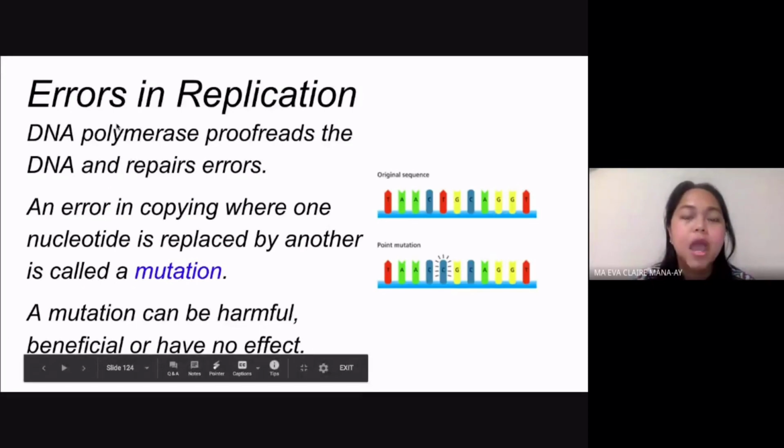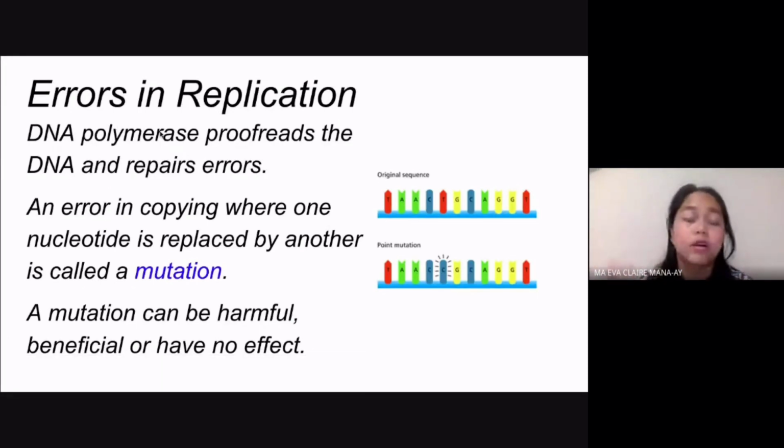Now, some errors, sometimes one out of a billion, can happen. And this is corrected by your DNA polymerase. Remember, your DNA polymerase is also the one that supplies your nucleotide sequence. Your DNA polymerase is also the one that proofreads the DNA and repairs errors.